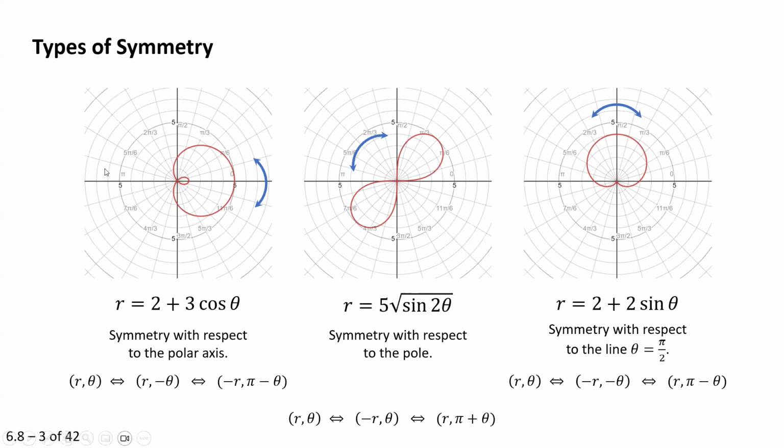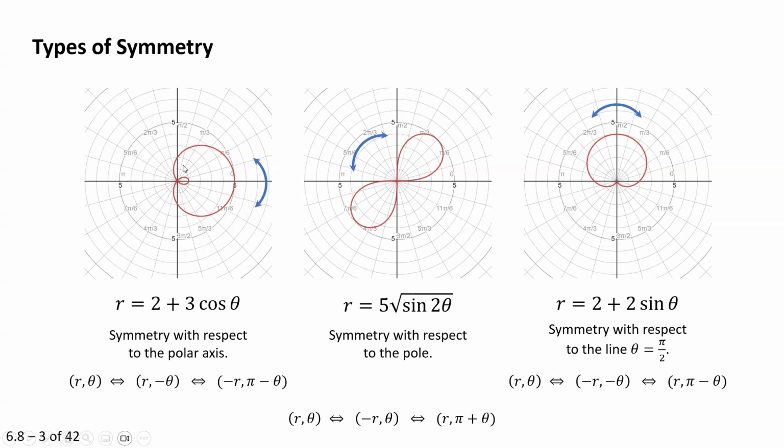You can see here, for example, on this leftmost example, this is a symmetry with respect to what's called the polar axis, or in our Cartesian world, the x-axis. There's a reflective symmetry over that horizontal axis there. This one has a rotational symmetry with respect to the center here. And this one has a symmetry with respect to the y-axis in Cartesian coordinates, or the line theta equals pi over 2 in the polar coordinates here.